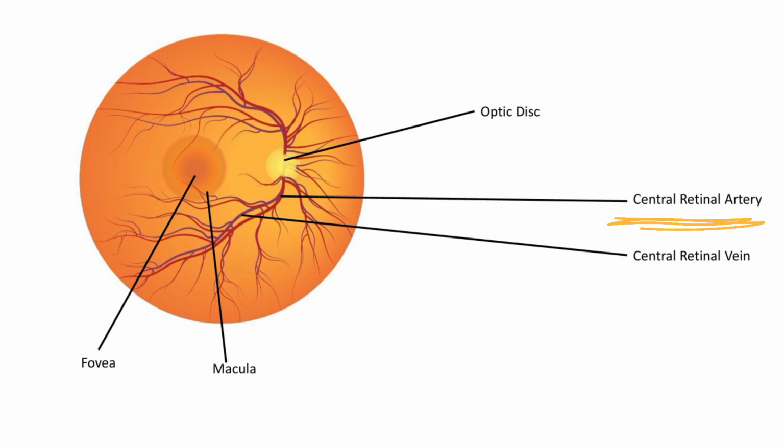Here you can see the central retinal artery, which supplies blood to the inner layers of the retina, and the central retinal vein, which drains blood from the capillaries of the retina into the vein outside of the eye.